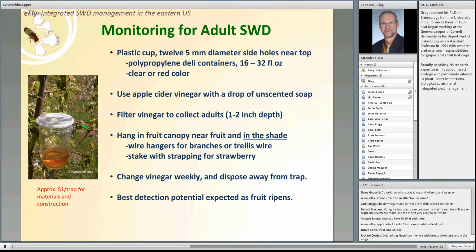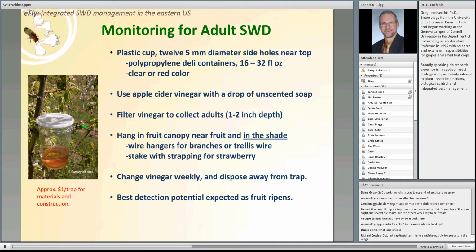Okay, you've got these traps out there. Most people have been trying to visit them once a week. You filter the vinegar through some sort of filter system to collect all the insects that are in there, and we've been filtering the vinegar into an old apple vinegar jar to collect it so we can dispose of it elsewhere rather than just throwing it out nearby.